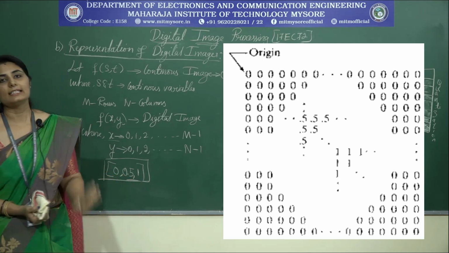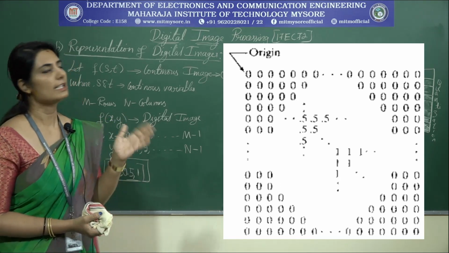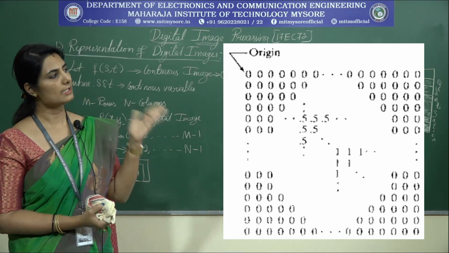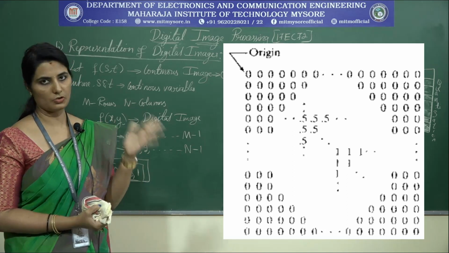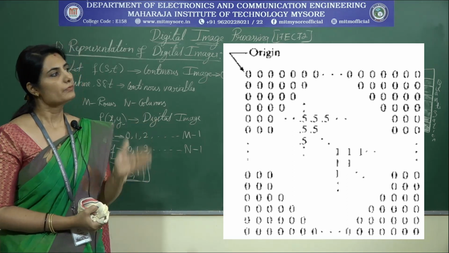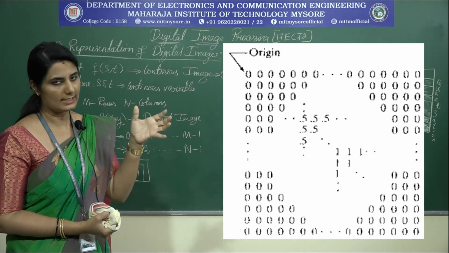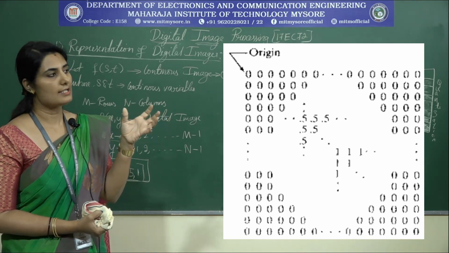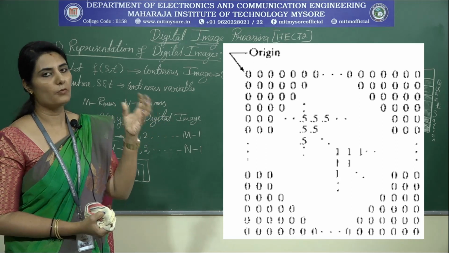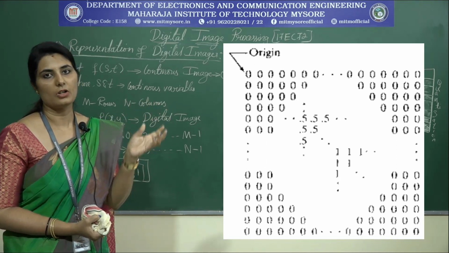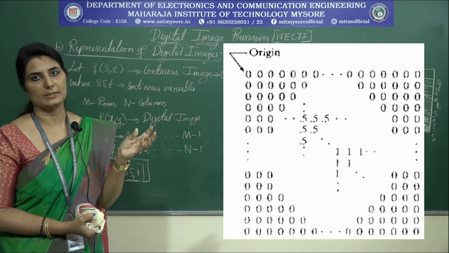Next is the third type of representation, that is the numerical array. So look at this figure. This shows the third type of representation, that is the numerical array. Here, f of x comma y, that is the intensity level, is represented as the numerical value of that particular pixel.